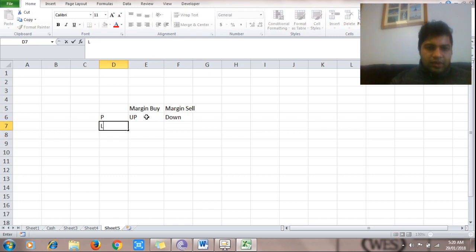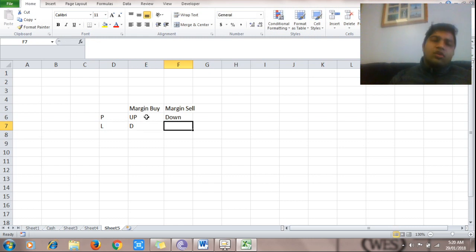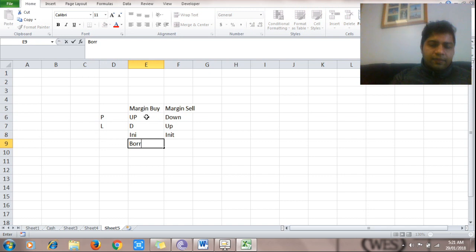Then when do you make losses in margin buy? When the stock goes down. When do you make losses in margin sell? When the stock goes up. Now, do you have to deposit the entire amount to trade? No, just the initial margin. Here also you have to deposit initial margin. What do you do? You borrow money. Here you borrow stock.